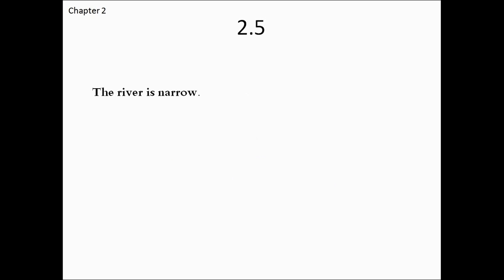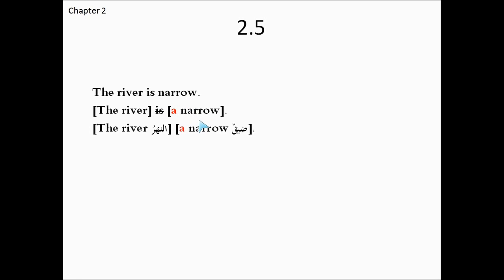Question number 5. The river is narrow. So, we again identify the parts in our sentence. We can see that this is an is kind of sentence. So there's a bit before the is and a bit after the is. The bit before the is the subject, the river. And the bit after the is the word narrow. And we need to add a, because we know that narrow is indefinite. The river, an-nahru, and narrow, dayiqun, and we've eliminated the is. So the answer is, an-nahru dayiqun.